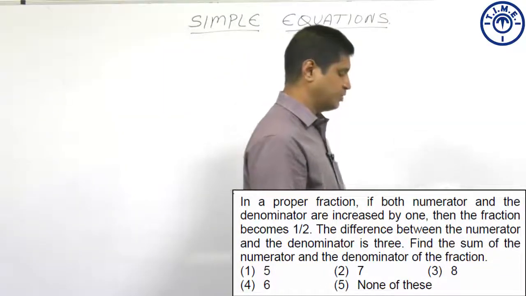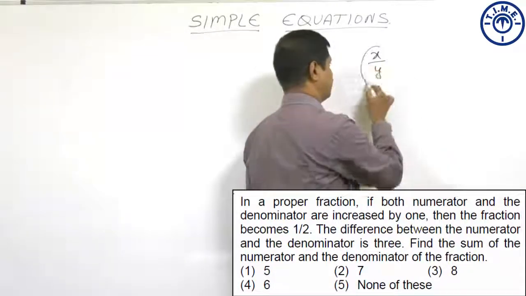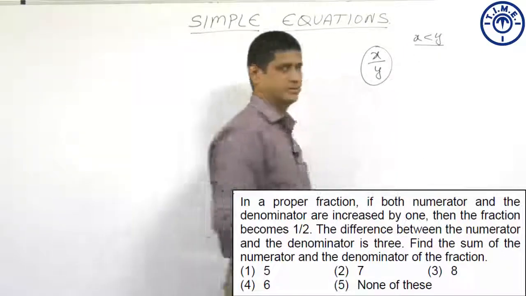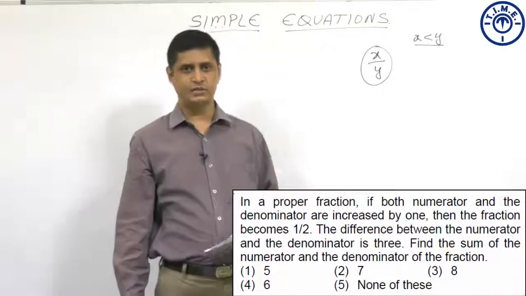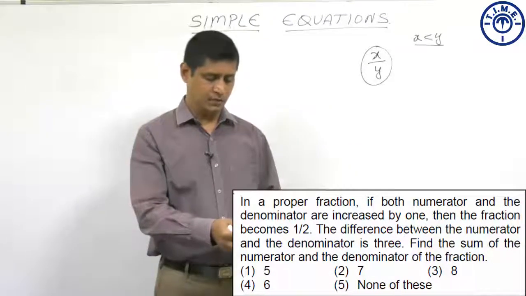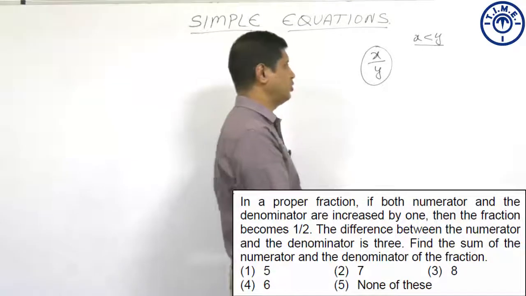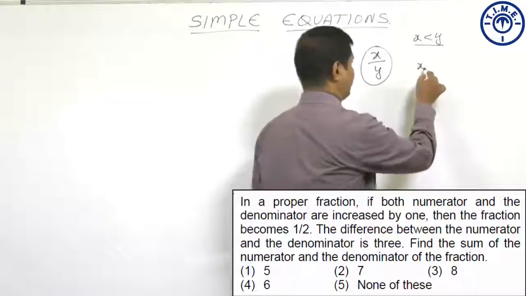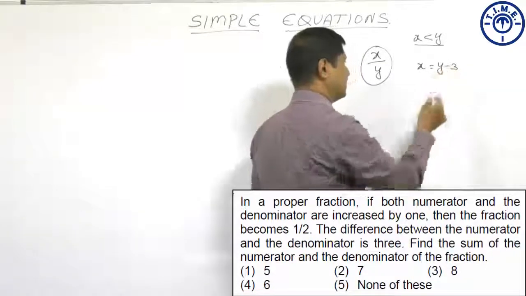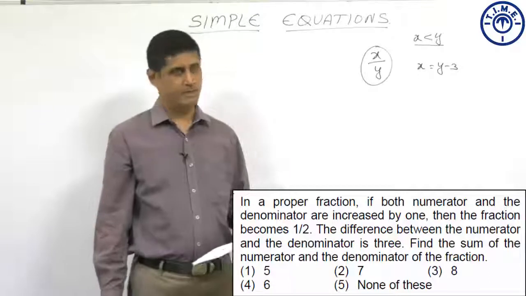Now, what is the first condition? Proper fraction. Proper fraction means the numerator is less than its denominator. Now, what is the second point here? Now, third point, the difference between the numerator and denominator is 3. Difference between the numerator and denominator is 3 means the value of x is 3 less than its denominator, means the value of x is y minus 3.